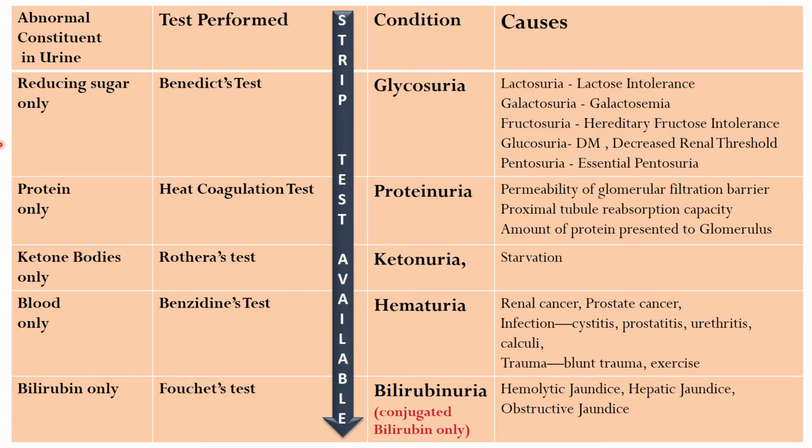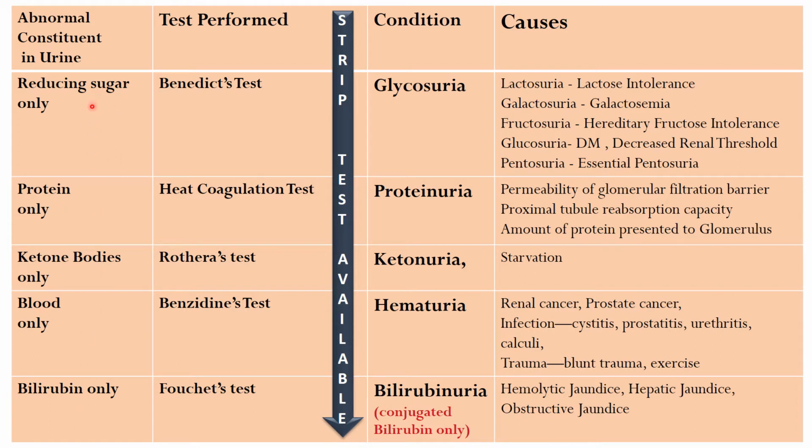So, today I have just tried to summarize into one table about various abnormal constituents in urine, the tests that we perform to identify them, the conditions, and the causes. So, let us start with the first abnormal constituent that we'll discuss today, that is the reducing sugars. Currently we'll first discuss only the single component, when only a single component is present.